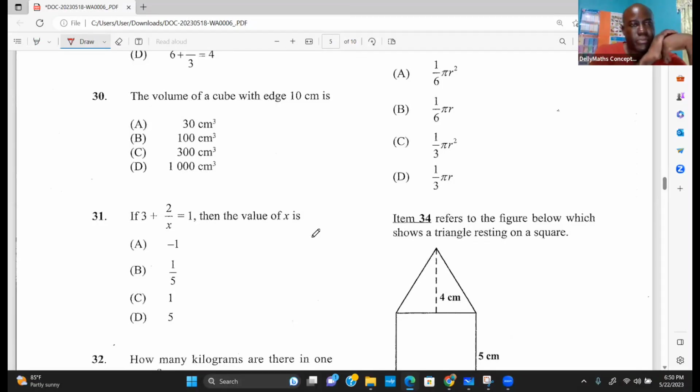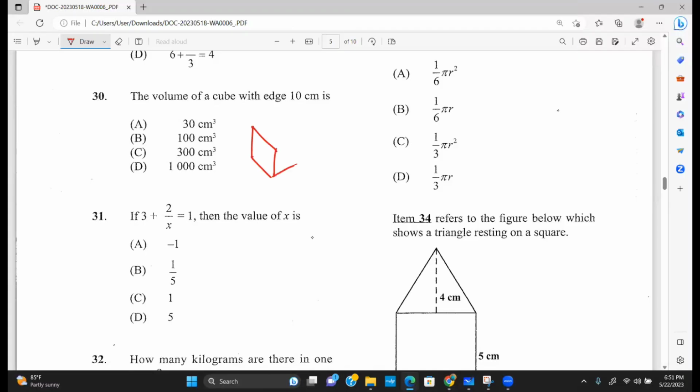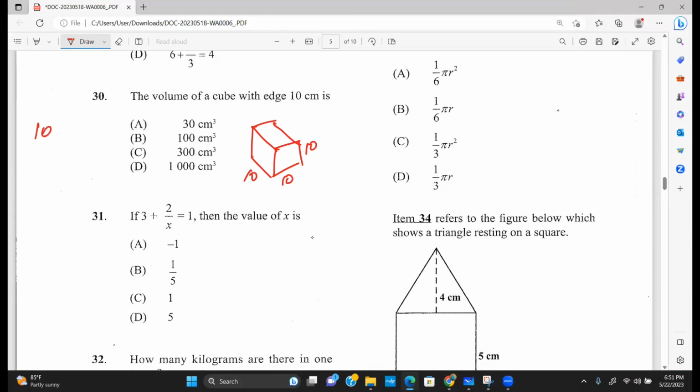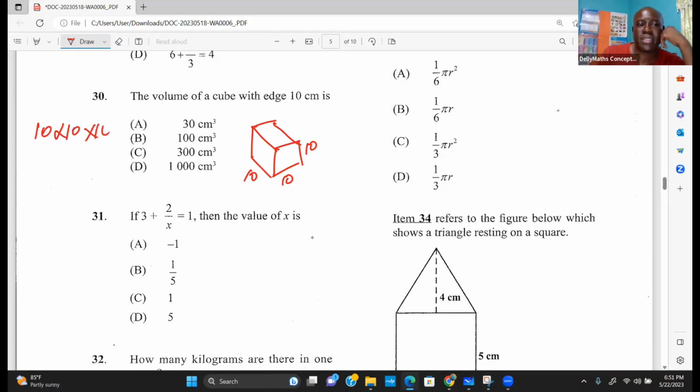Number 30. The volume of a cube with edge 10. Anybody remember seeing this? Similar. We had different numbers, but it's the same. So we're talking about 10, 10, 10. Volume means 10 times 10 times 10, 1,000. Very simple. So the multiple choice is just testing all your areas, but in a very simple way.